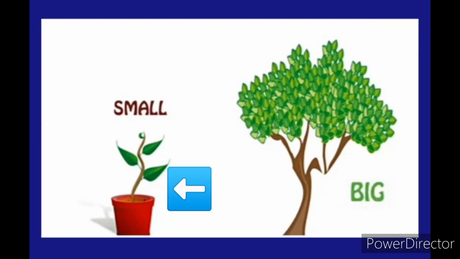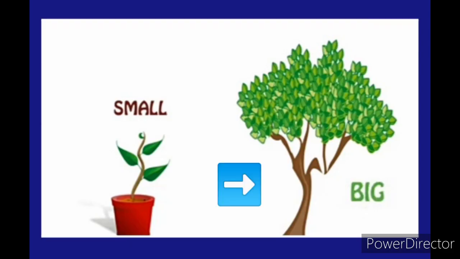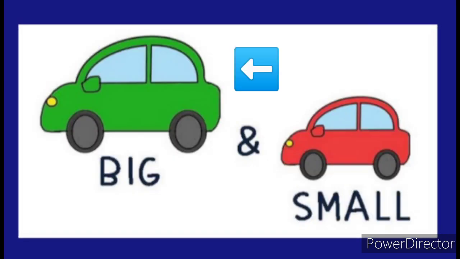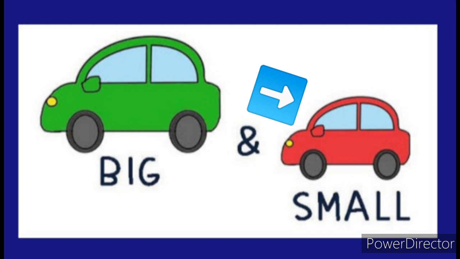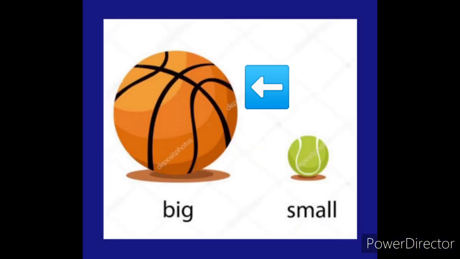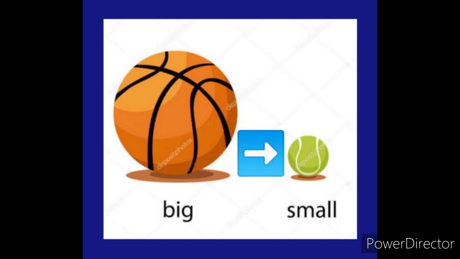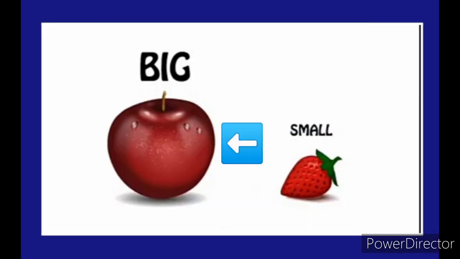Plant is small and a tree is big. A green car is big and a red car is small. Basketball is big and a tennis ball is small. An apple is big and a strawberry is small.